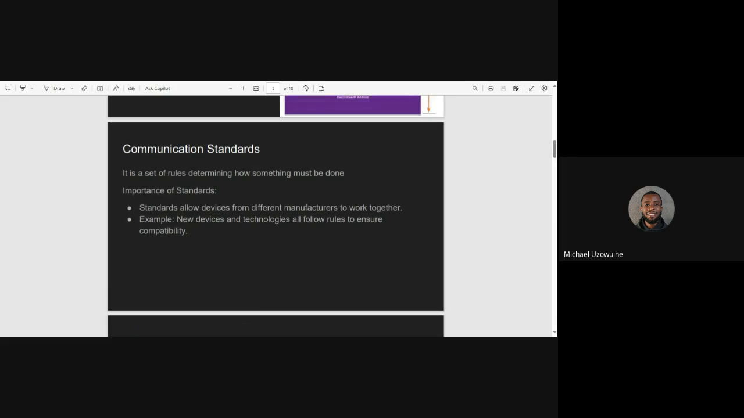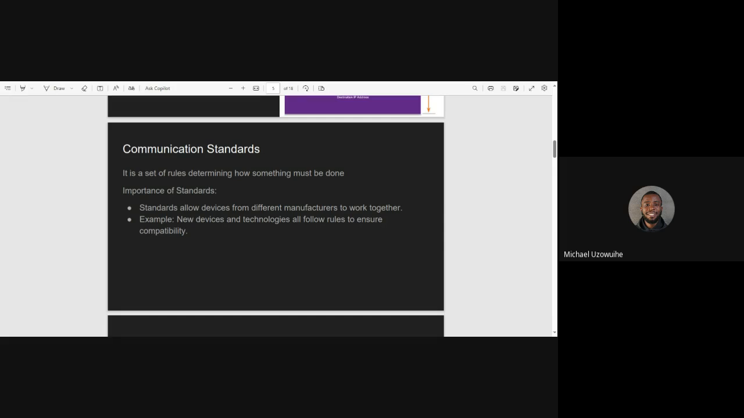All right. Beforehand, when I was talking about network mode, when we are trying to set up our router, I made mention of standards. Invariably, I know the question you will now ask: what's the difference between communication protocols and communication standards?